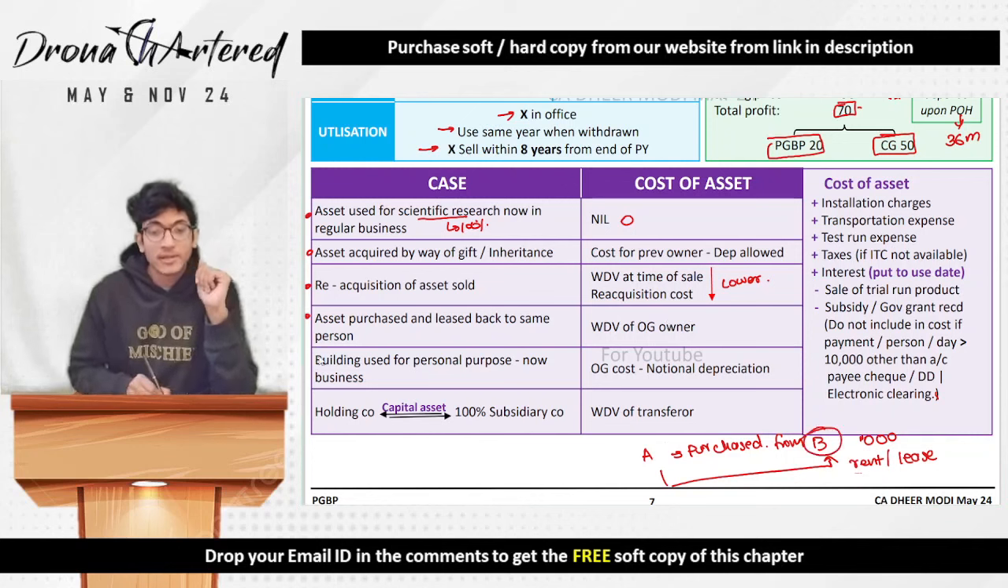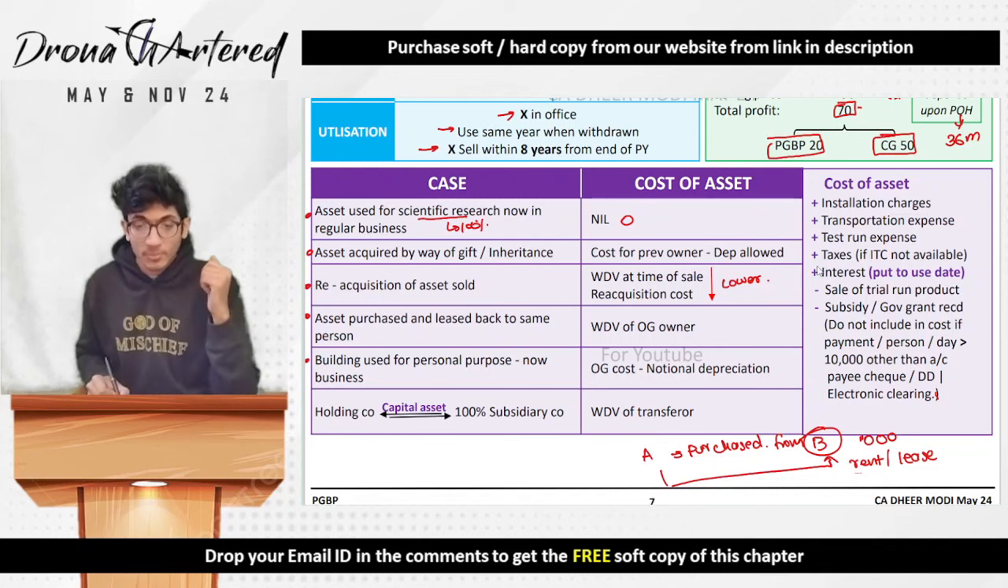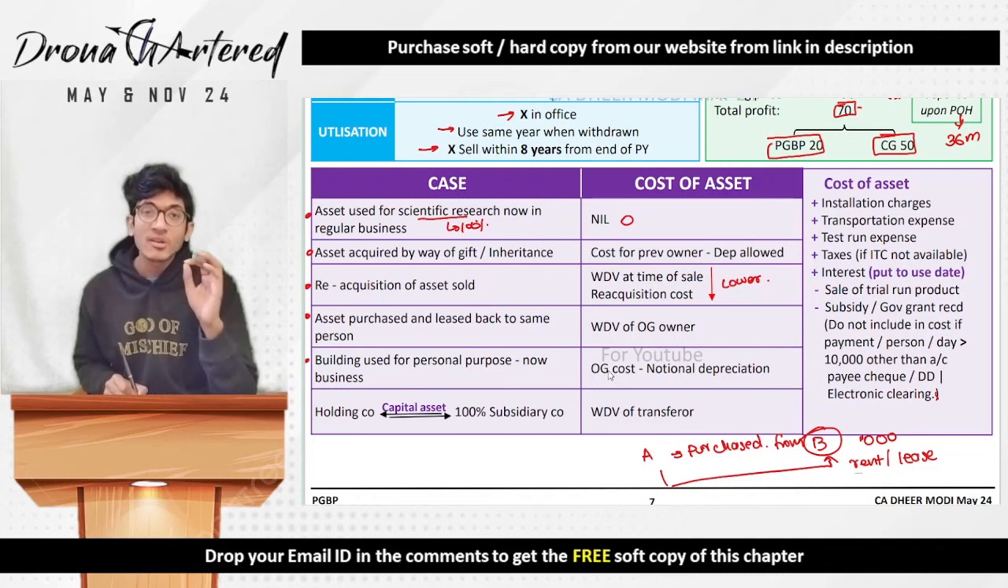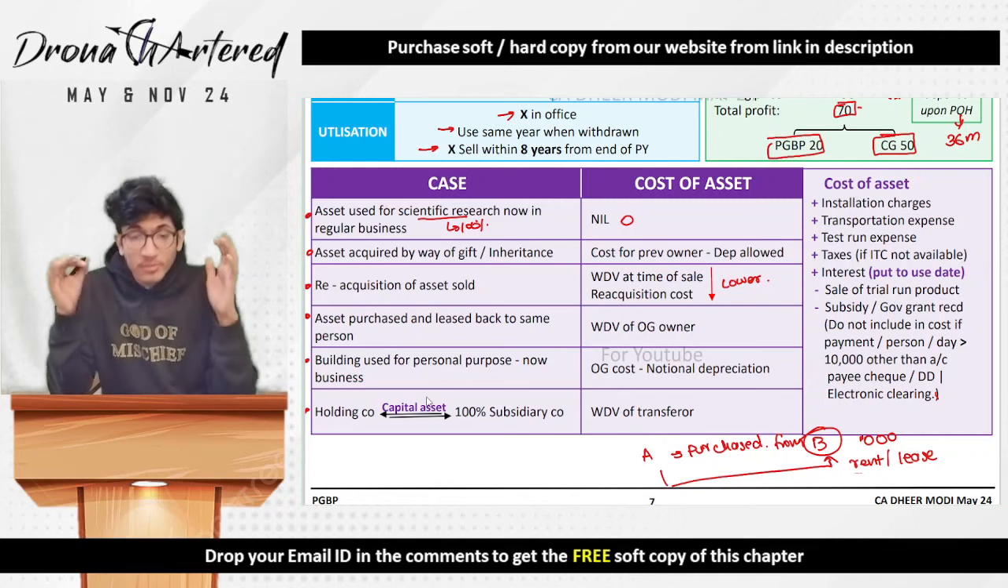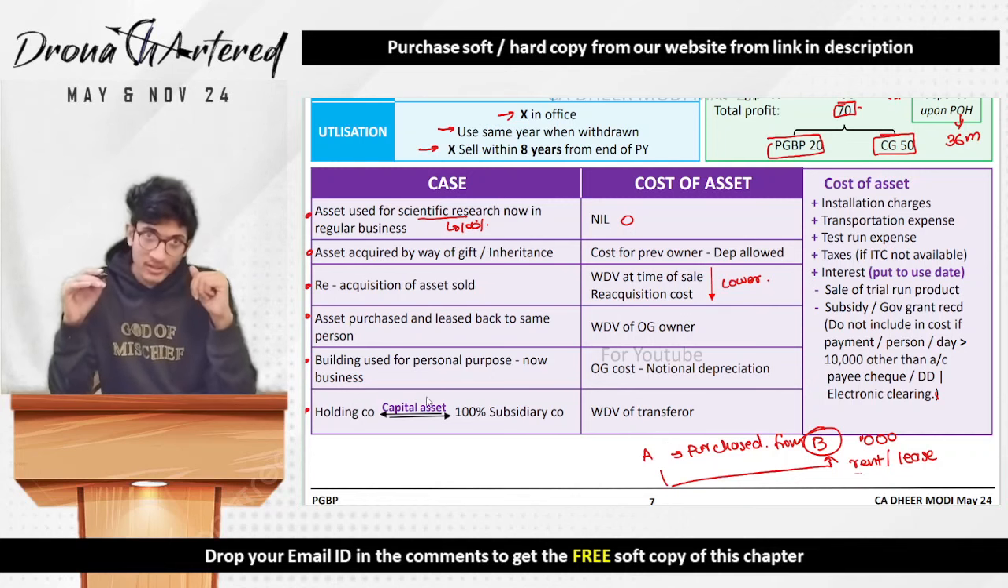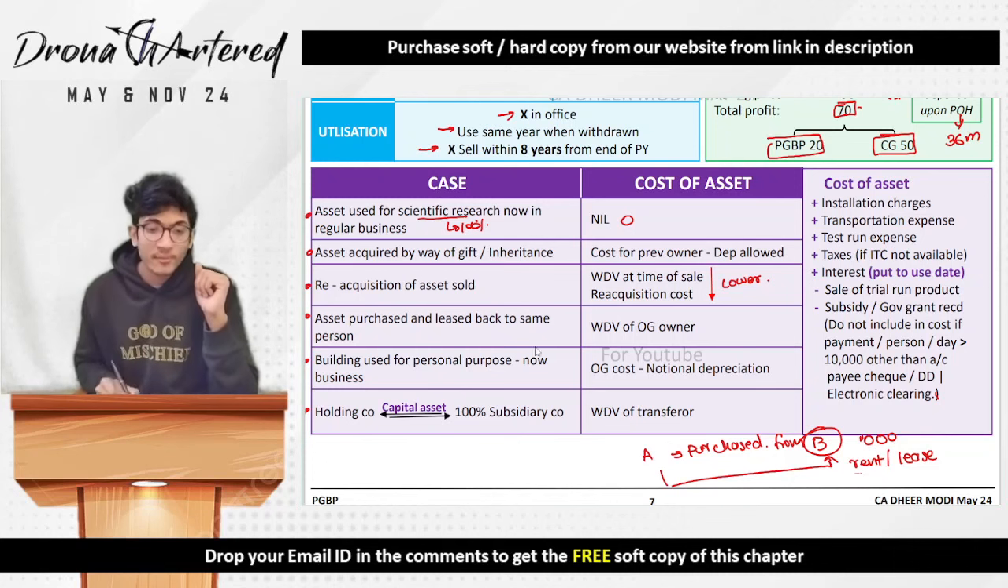Next, building used for personal purpose, now used for business. The building was originally being used for personal purpose, but now you are using it for business. So it will be the original cost minus the notional depreciation. You have to assume that as if the building was always being used for business, so therefore you will be subtracting the notional depreciation, and then whatever amount is left, that will become your cost of asset.